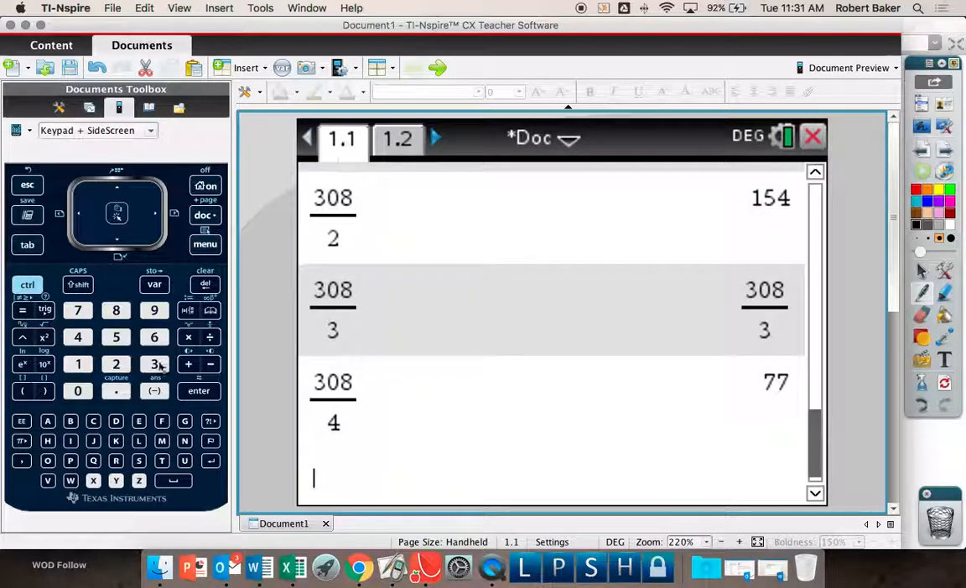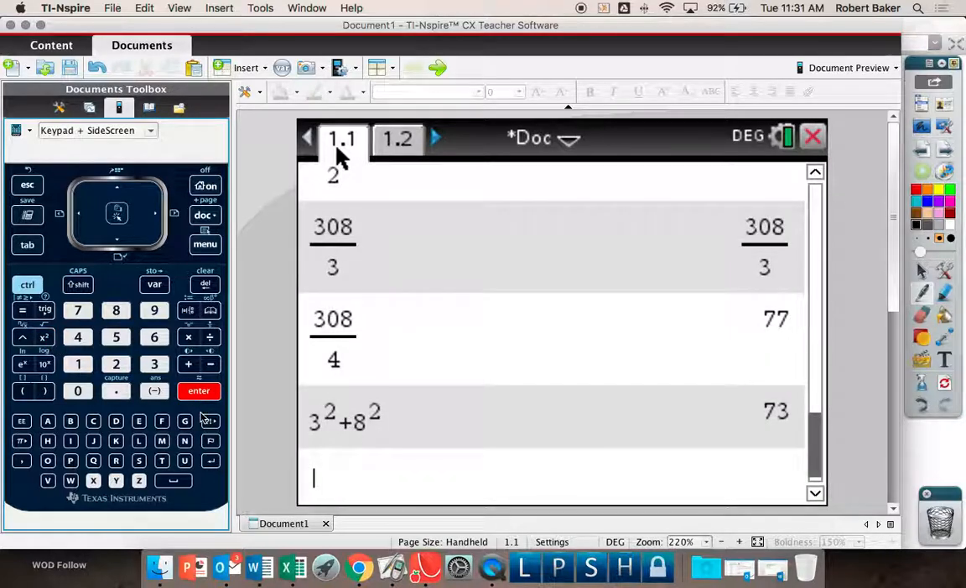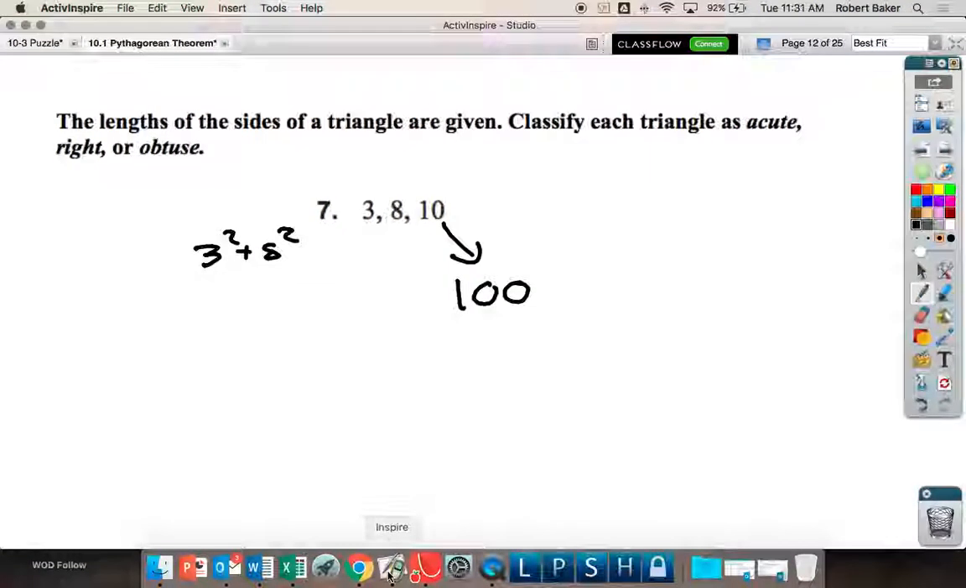You can do it in your head. 3 squared plus 8 squared. We're just trying to be rapid with our math. 73. Is 73 bigger or smaller? So if C is bigger, it's obtuse. So the answer to this question is obtuse.